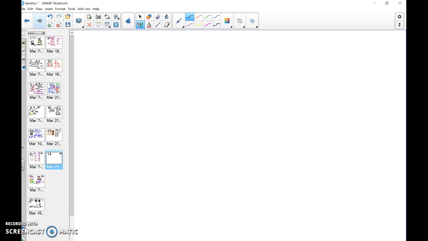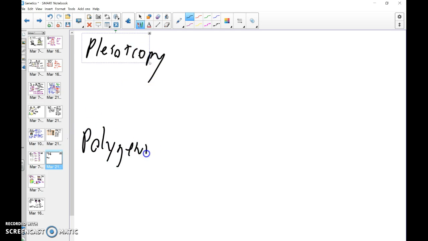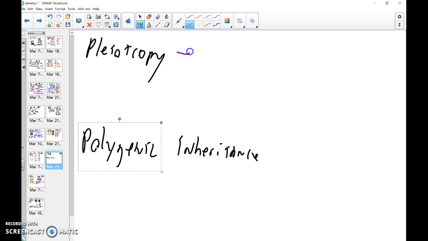Last two things I want to talk about are something called pleiotropy and polygenic inheritance. Now, these are not concepts we're really going to do problems with, or like dihybrid crosses, or look at individual probabilities, but they're more just something I want you to understand. So pleiotropy is when one allele leads to multiple traits.